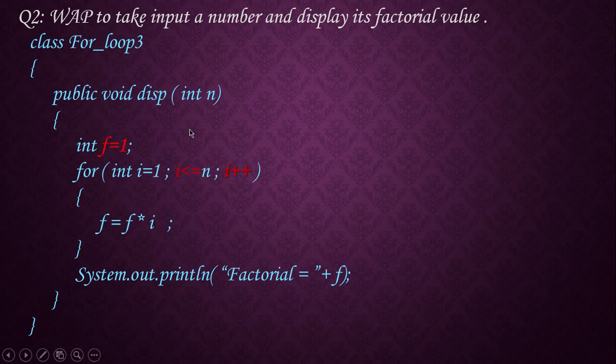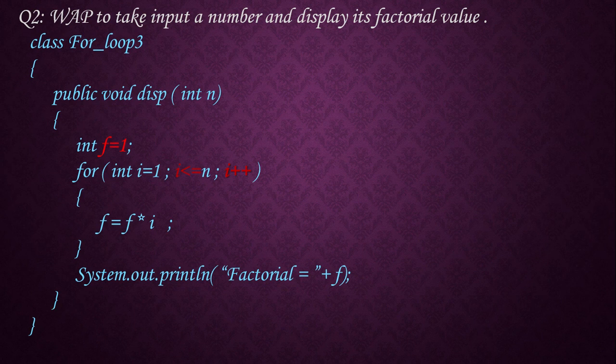Now why is it initialized with 1? Because if we initialize with 0 and we use this f variable in multiplication, then whatever we multiply with 0, the answer will be 0 and hence it will give us a wrong result. So that's why f should be initialized with the multiplicative identity, that is 1.